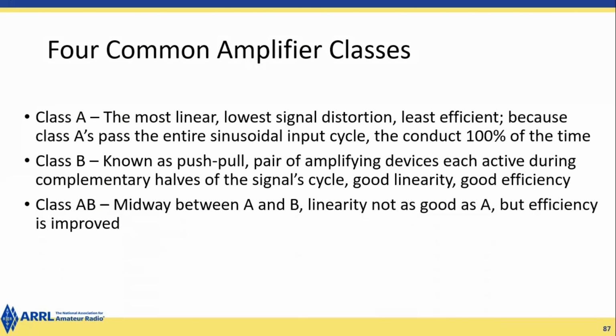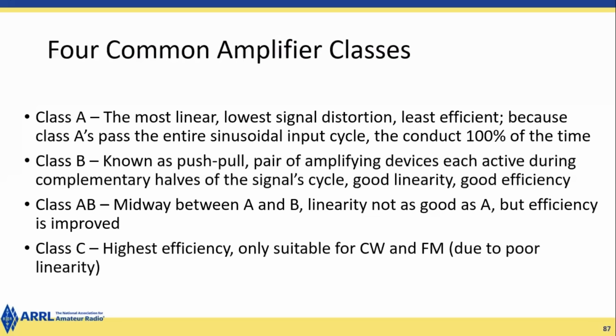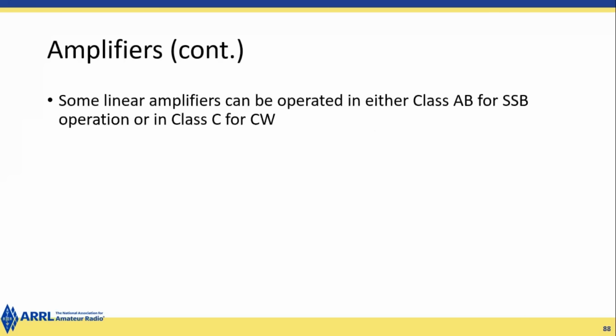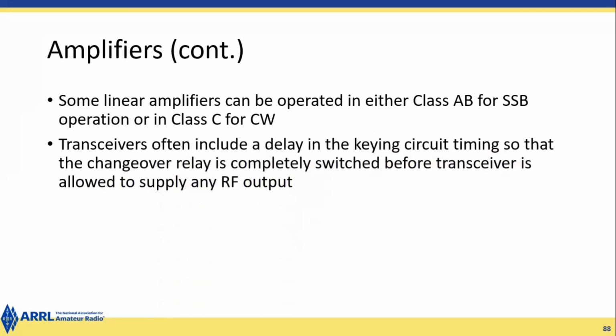Class AB, midway between the A and B. Linearity is not as good, but efficiency is better. And Class C has the highest efficiency, but it's only suitable for CW and FM due to poor linearity. High efficiency, poor linearity. Some linear amplifiers can be operated in either class AB for single sideband operation or class C for CW.